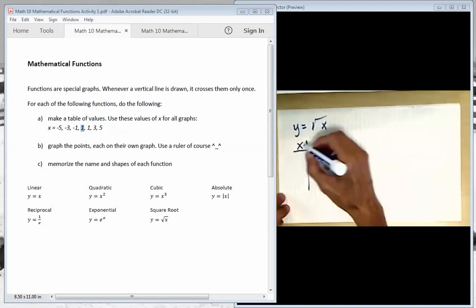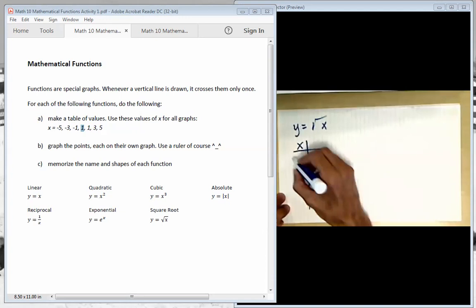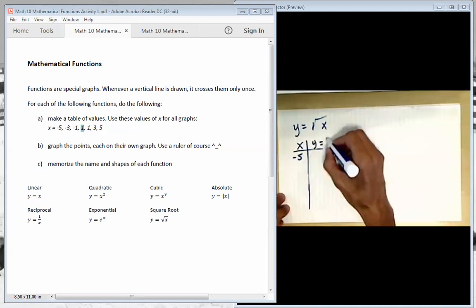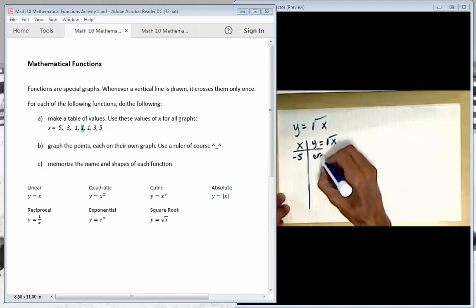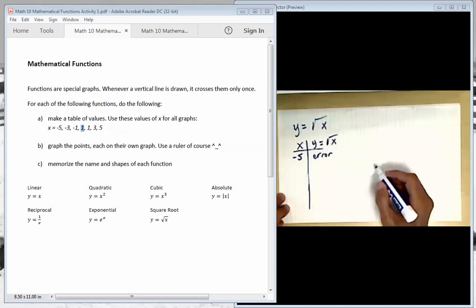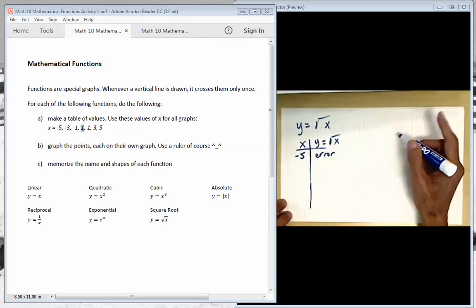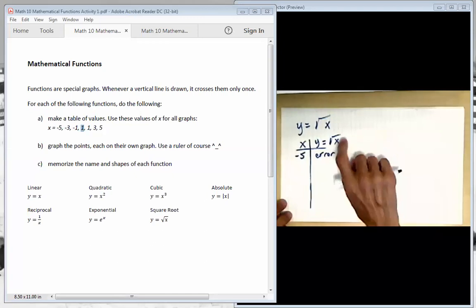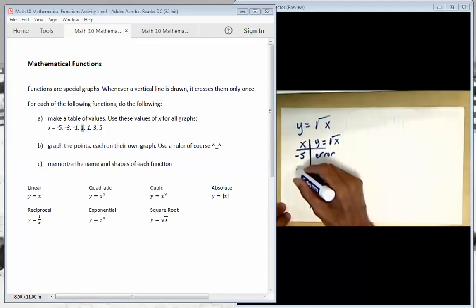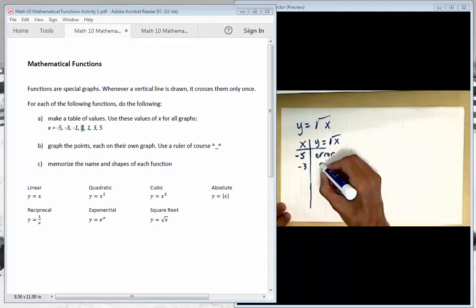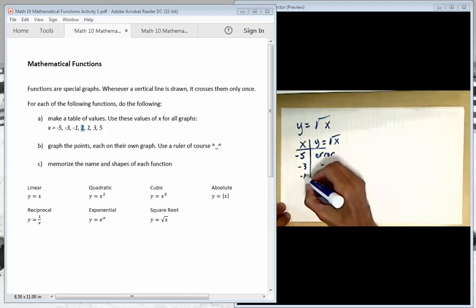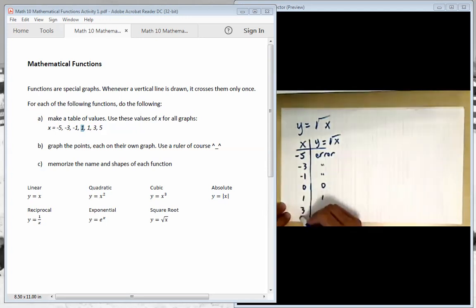For the x values, when you got -5, I bet you your calculator is going to say error or something like that. It's kind of the opposite. So when you have negative numbers, you're going to get error happening. But once you start getting positive numbers, then life will be a little bit better.